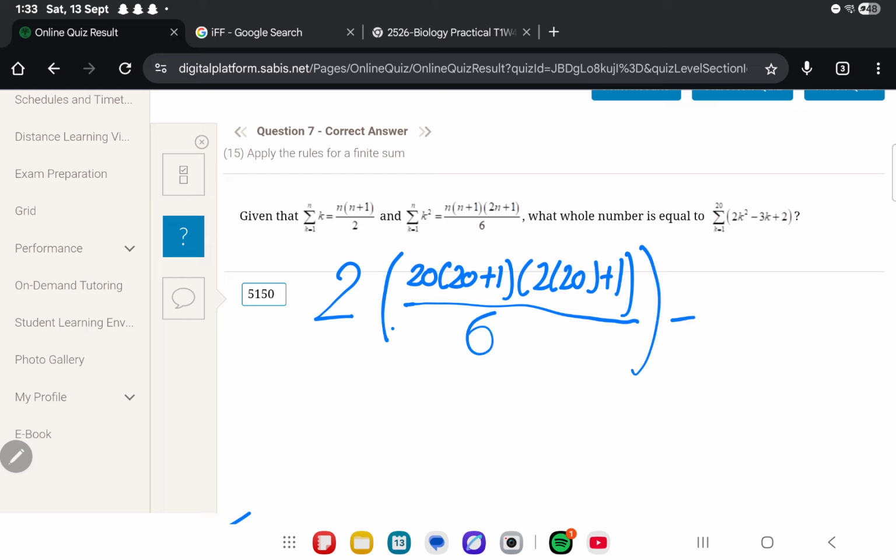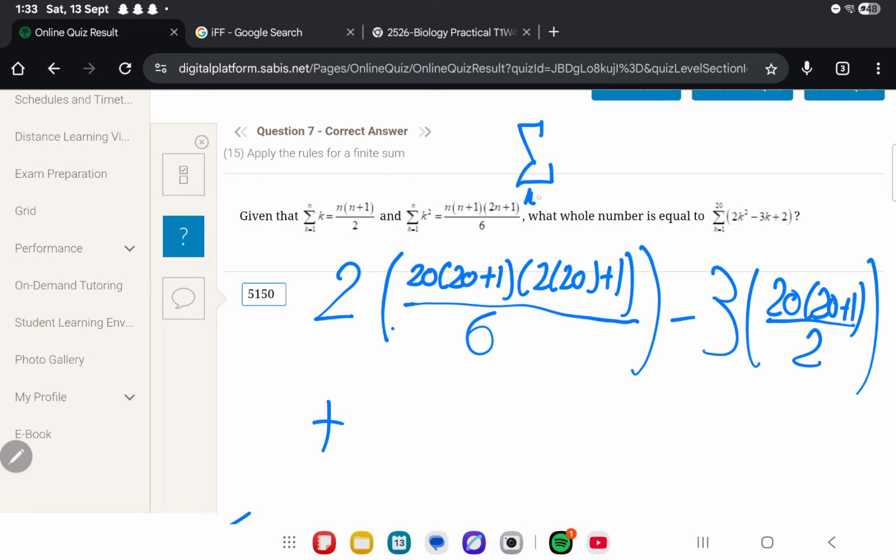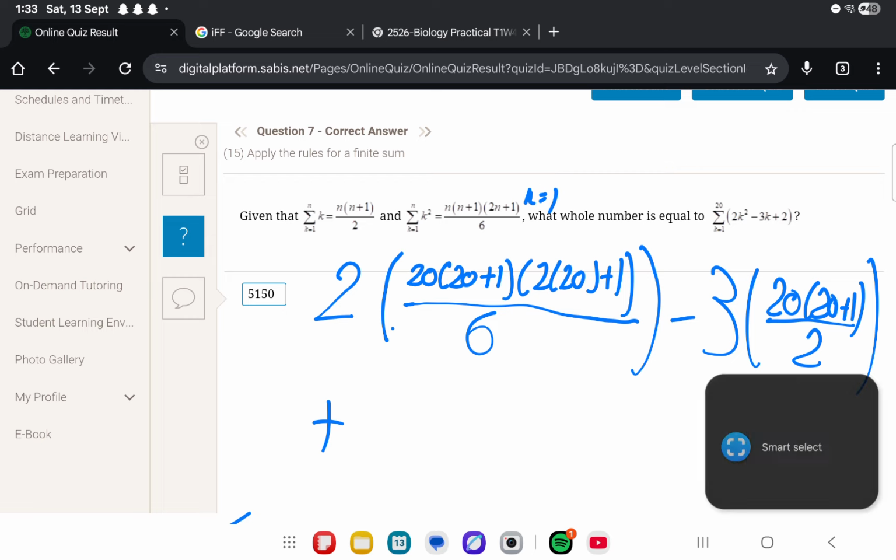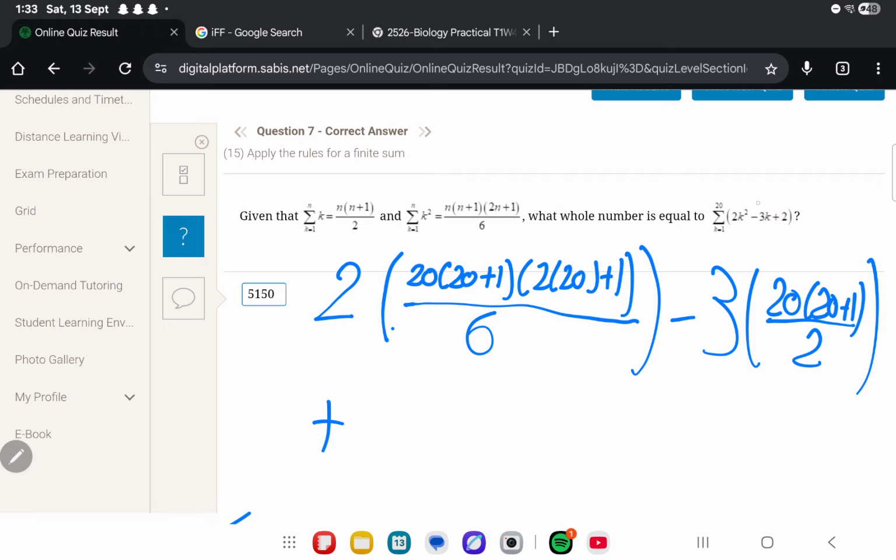Minus 3 times 20 into 20 plus 1 over 2, plus the rule for a constant: if it's k equals 1 till any number n and it's a constant a, let's say, it's going to be a times n. So here we can apply this. 2 is our constant, our upper bound is 20, so it's going to be 2 times 20, which is 40.